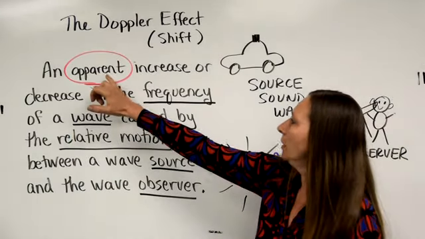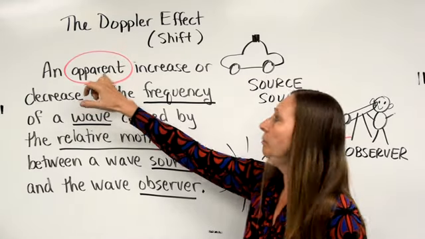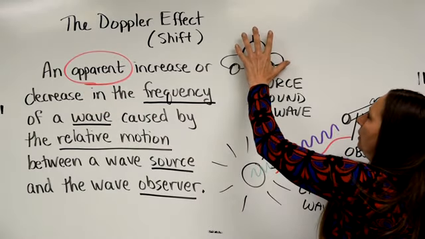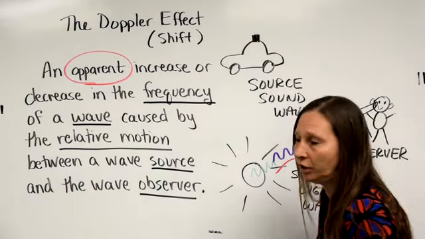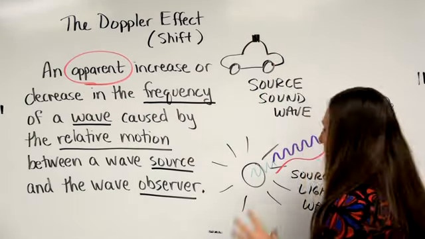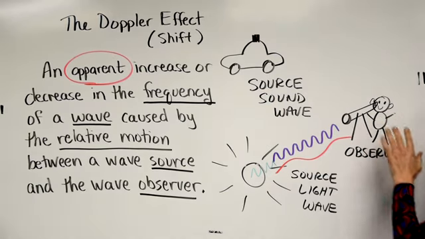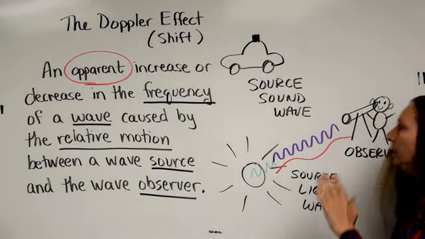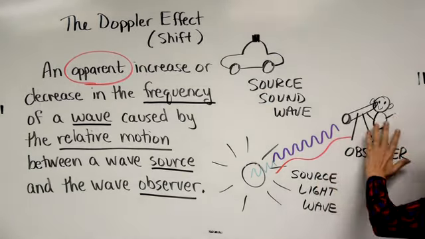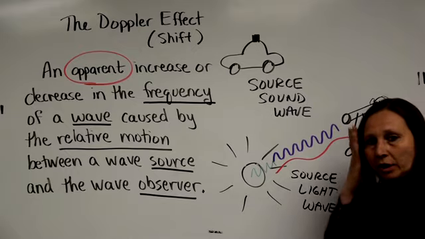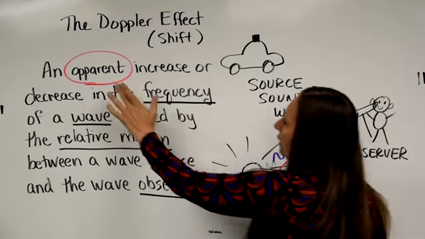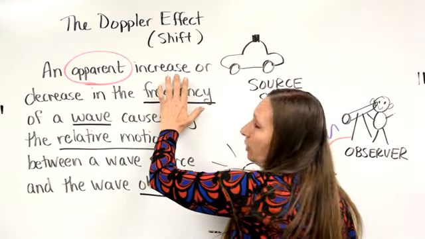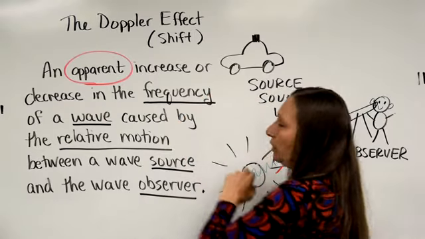understand the word apparent means that the siren isn't really changing. The color of light from the star isn't really changing. It's the way it appears to the observer that seems different. The change is real to the observer, right? But you can almost say that his eyes and his brain are playing tricks on him. All right, so it's an apparent change, an increase or decrease in the frequency.